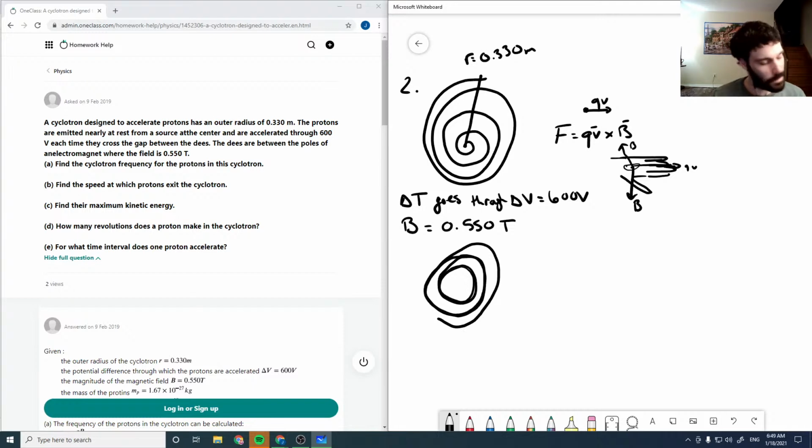Which I can't do, but the maximum radius is 0.330 meters. So our force is QvB. I've gotten rid of the cross product because they're perpendicular to each other, so it's just going to be QvB. And I've also gotten rid of the vector notation because the magnitude of the force is going to be our centripetal force. So it's going to give rise to our mv squared over r for our motion.